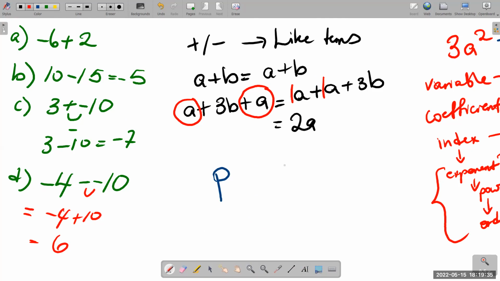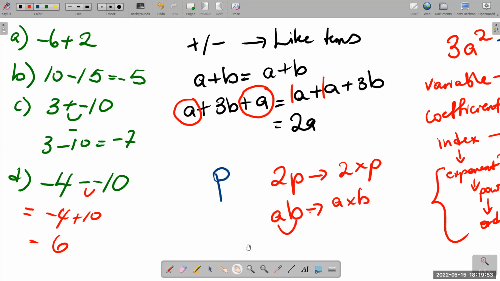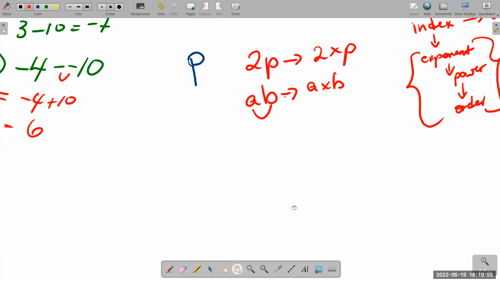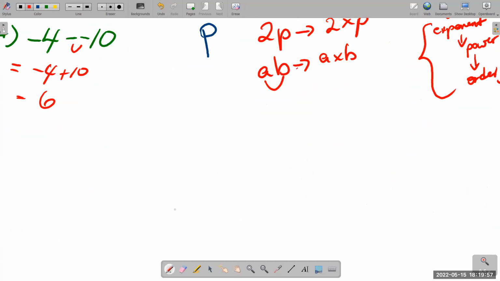Similarly, what does 2P mean? We know that 2P means what? 2 times P. Agree or disagree? Similarly, if we have AB, what does AB mean? When we put two variables next to each other, we know it means A times B. So these are all the things we got to make sure we remember. So let me give a complex question quickly.